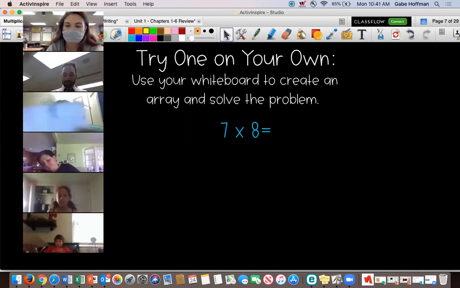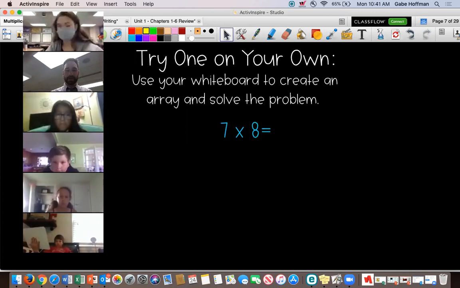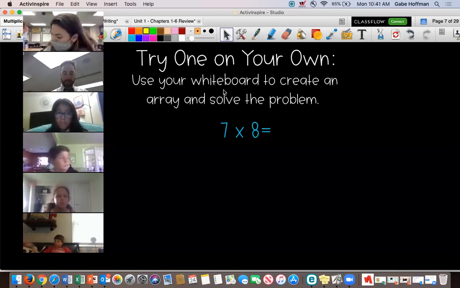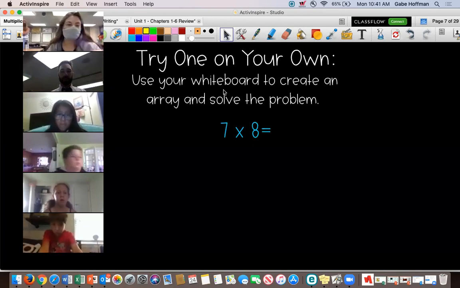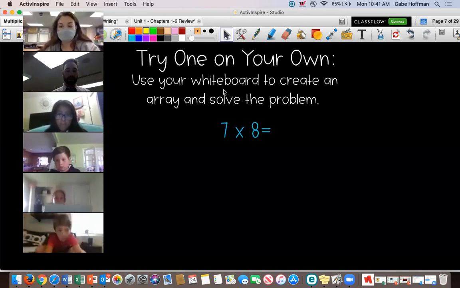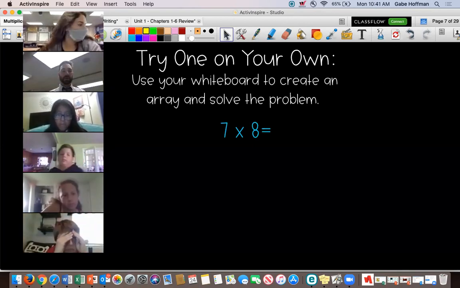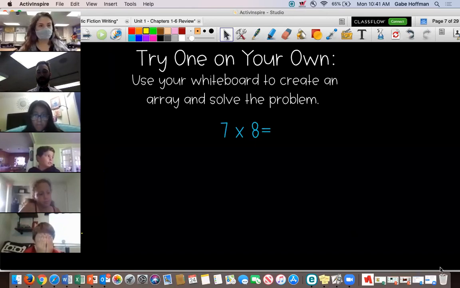I think we had a few people who put an extra row in there because I had a lot of people who got 64, and 7 times 8 is 56. So if you had one extra row, 8 rows and 8 columns, that would be 64. So my bet is there were some folks who put one extra row in there, and there were some people who were 1 or 2 off, and that means they probably just counted wrong by 1 or 2. So that's close.